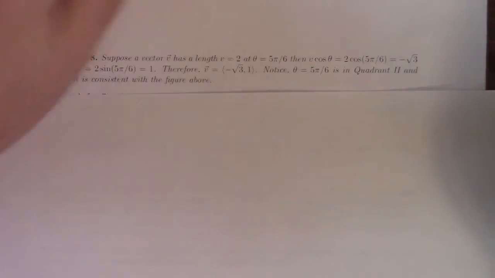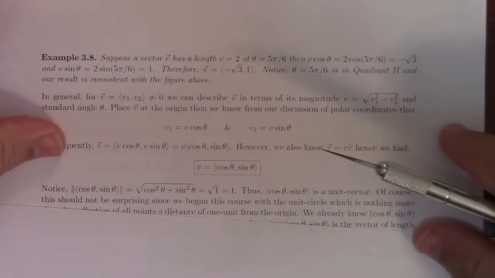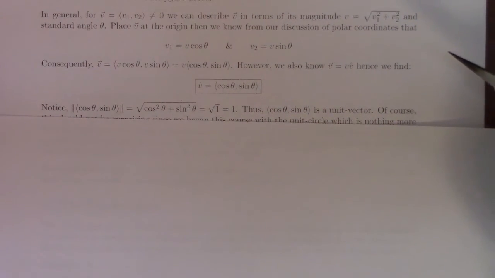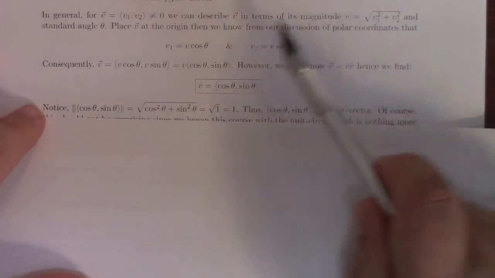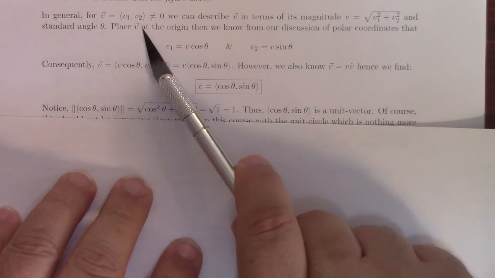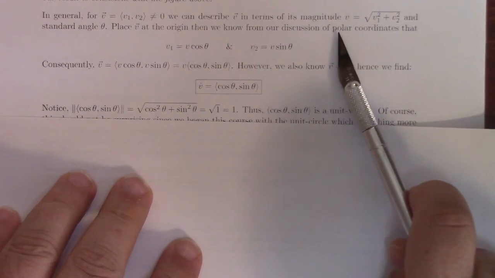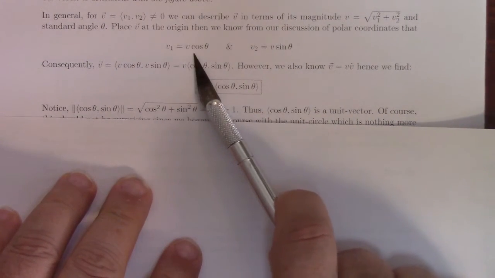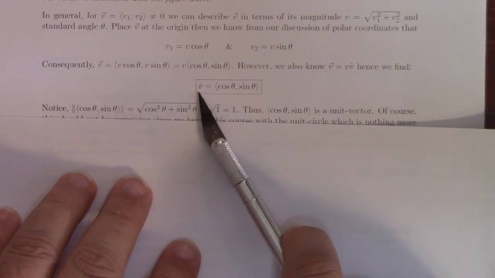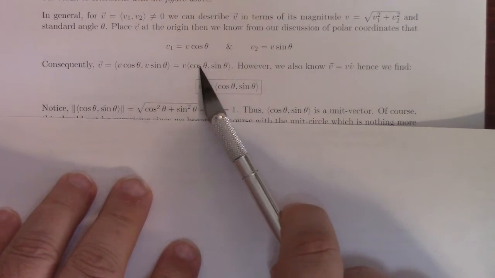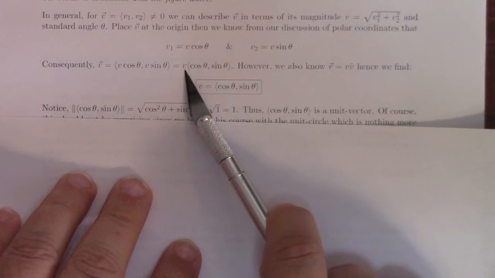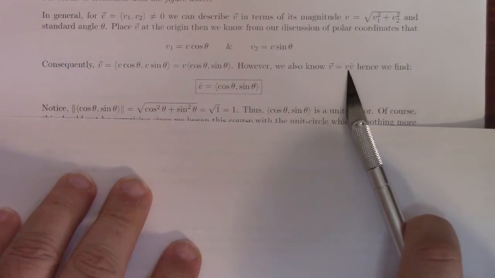So let's see here. In general, what's the story? I gave you a couple of examples, but generally speaking, if we have a vector which is non-zero, we can describe the vector in terms of magnitude and standard angle. If we place the vector at the origin, then from our discussion of polar coordinates, we know that v1 is v cosine theta and v2 is v sine theta. And so the vector is actually v times cosine theta, sine theta, because we can factor the magnitude v out. But we also know that the vector is v times v hat.